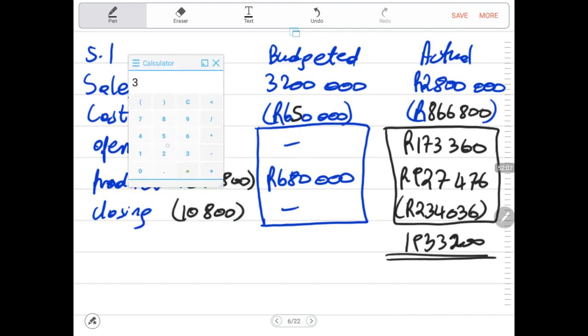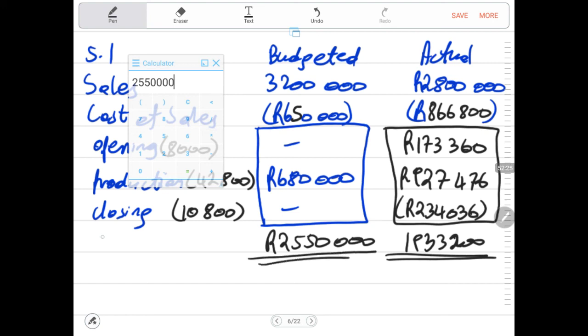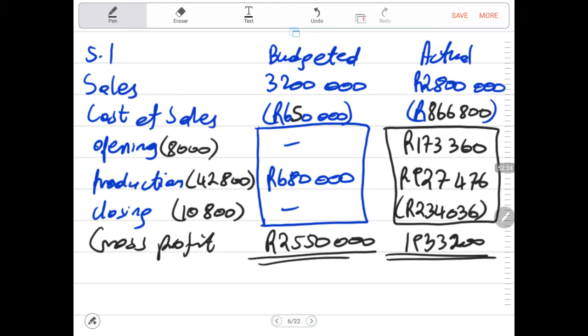Then after we have 3,200,000 rands minus 650,000 rands. This becomes 2,550,000 rands, and this is what we call the gross profit. This is the gross profit, or the profit based on budget and the profit based on actual. Don't forget to remove that one to be 650, and you know where that correction is coming from.